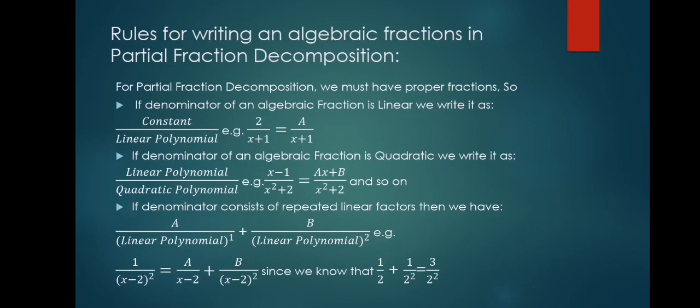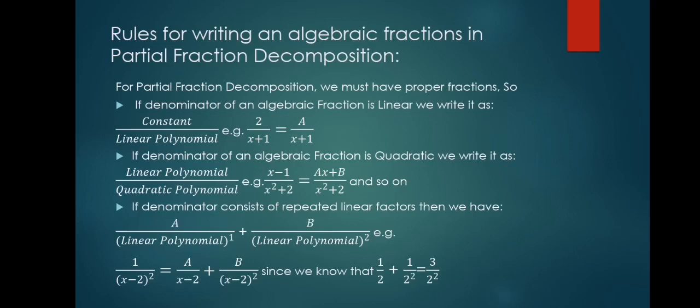And in terms of partial fraction decomposition, since we do not have a known number, we have to find out the value of the numerator. So we write a or b or c accordingly. But here, since in the example we have 2 divided by x plus 1, we have only one linear factor in the denominator, so it can be written as a divided by x plus 1. It is only a given example.